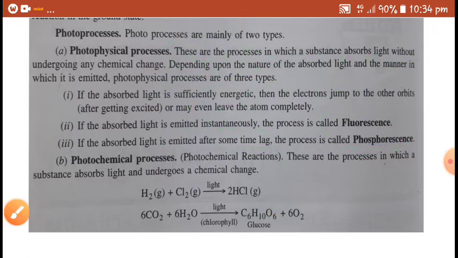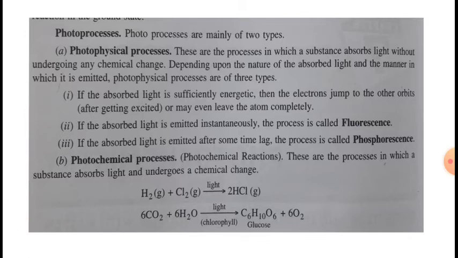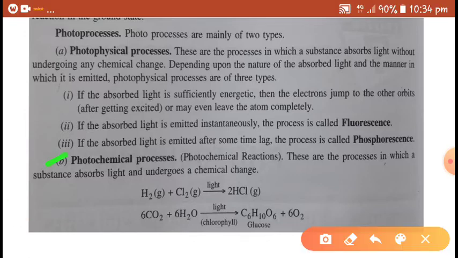The second type of photo process is the photochemical process. The term itself says that these are chemical reactions. If the absorption of light leads to a chemical reaction, then this process is called a photochemical process.